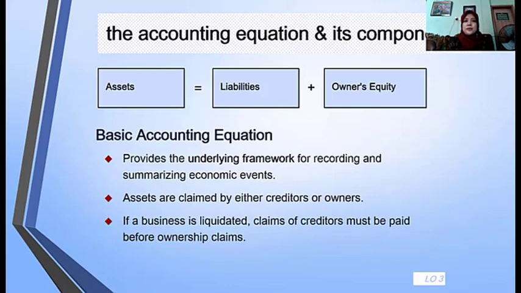Next, we go to the accounting equation and its components. When we talk about the accounting equation, this is the equation: assets equal liabilities plus owner's equity. This basic accounting equation provides the underlying framework for recording and summarizing economic events. Assets are claimed by either creditors or owners. If a business is liquidated, claims of creditors must be paid before ownership claims.